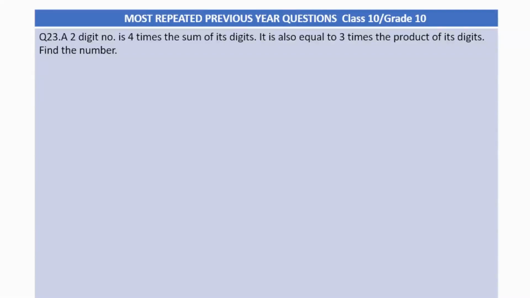Let's solve the next question. A 2-digit number is 4 times the sum of its digits. It is also equal to 3 times the product of its digits. Find the number. Now we'll break this question down and then understand. So there is a 2-digit number, we don't know the number. Let the ones place digit of that number be, let's say, y.